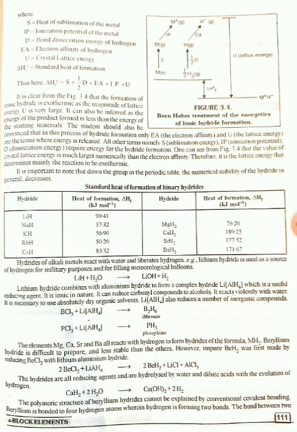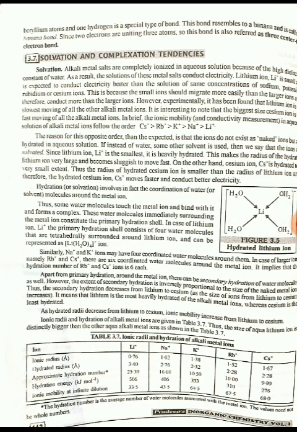The polymeric structure of beryllium hydrides cannot be explained by conventional covalent bonding. Beryllium is bonded to four hydrogen atoms where hydrogen is forming two bonds. The bond between two beryllium atoms and one hydrogen is a special type of bond. This bond resembles a banana and is called a banana bond. Since two electrons are uniting three atoms, this bond is also referred to as a three-center two-electron bond.